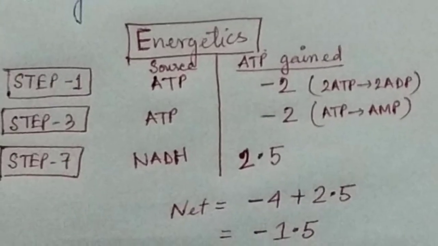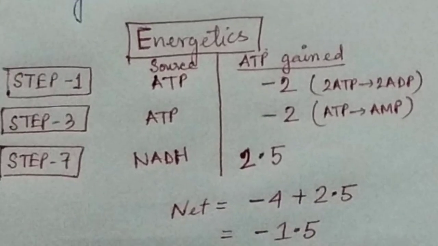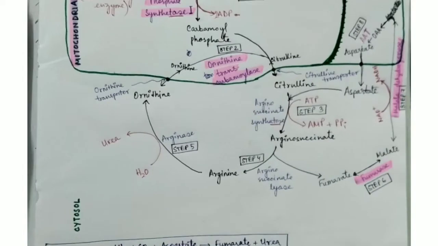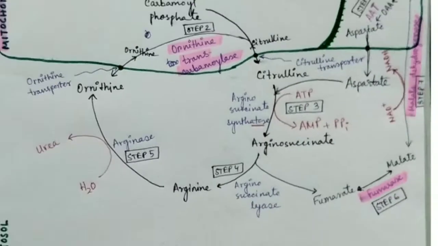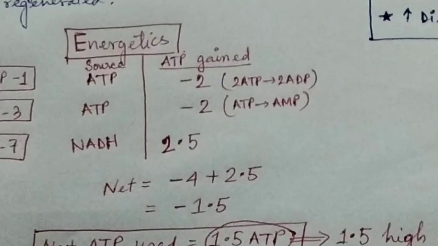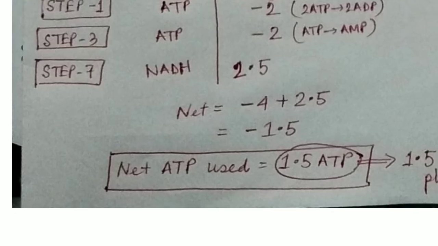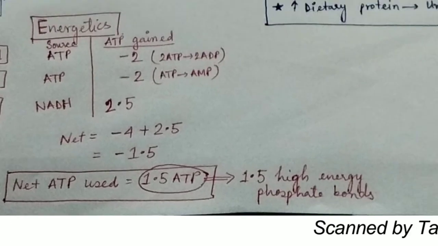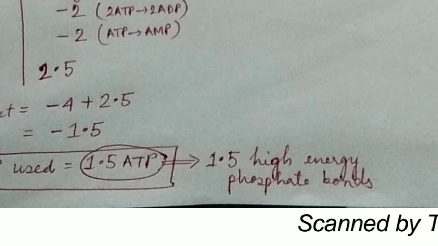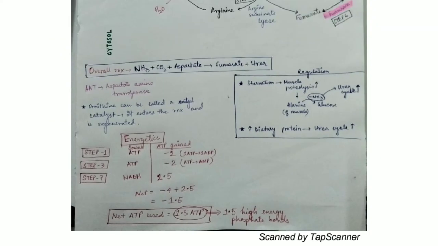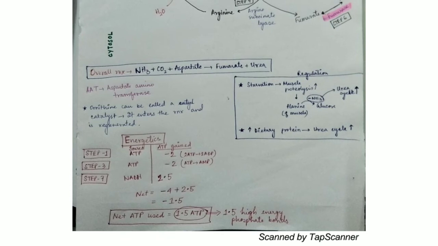Next, in step 3, ATP is converted to AMP, which is again equivalent to 2 ATP used. That is this step. Now coming to step 7, NADH. When NADH enters the electron transport chain, it will give us 2.5 ATP. So the net is -4 plus 2.5, which gives -1.5. So it is equivalent to 1.5 ATP used, that is 1.5 high energy phosphate bonds. So this is our energetics of the urea cycle.